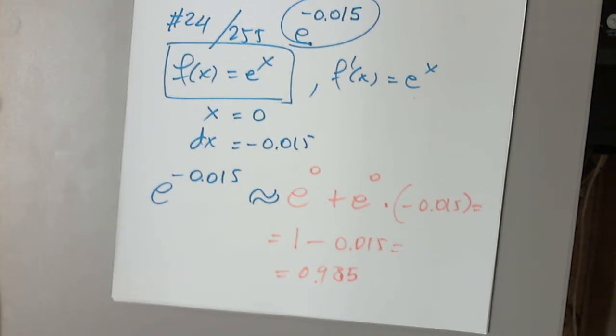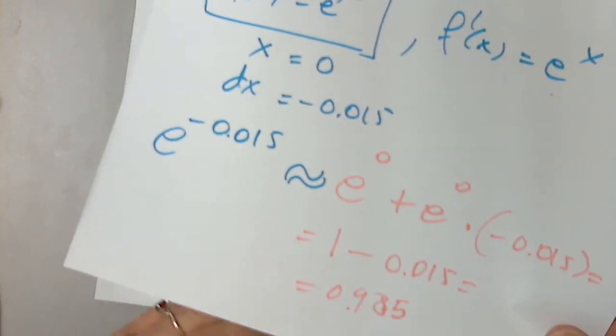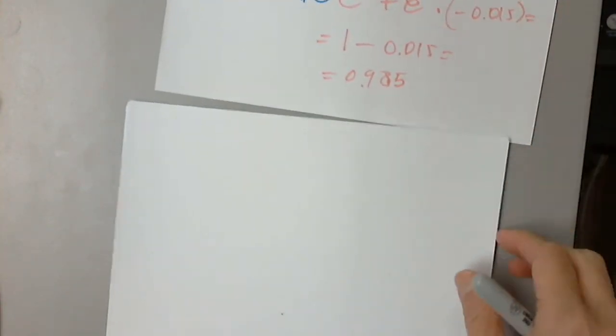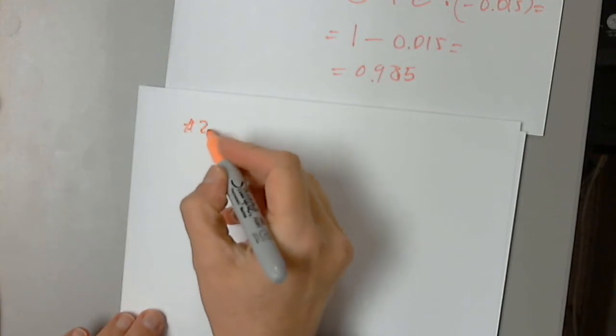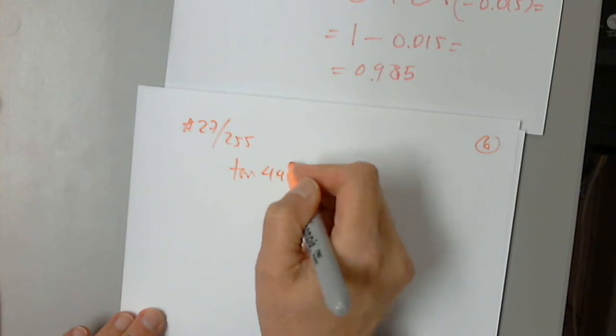But are you in agreement with me that you could have never dreamt of estimating e to the negative 0.015? Would you agree? Good. Okay. I wanted to look at tangent 44 degrees. Is that okay? Very good. That is problem 27 on page 255, and this is tangent 44 degrees.